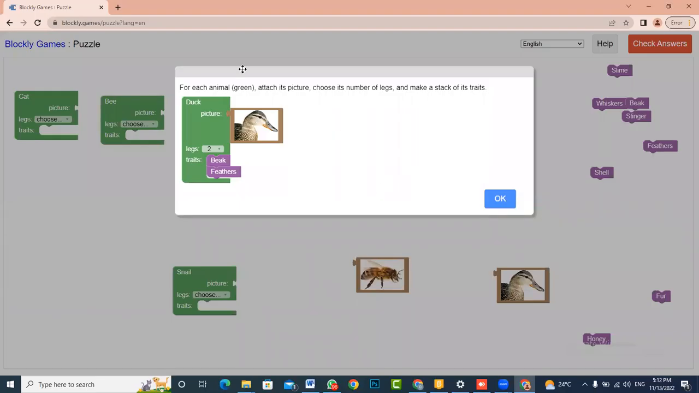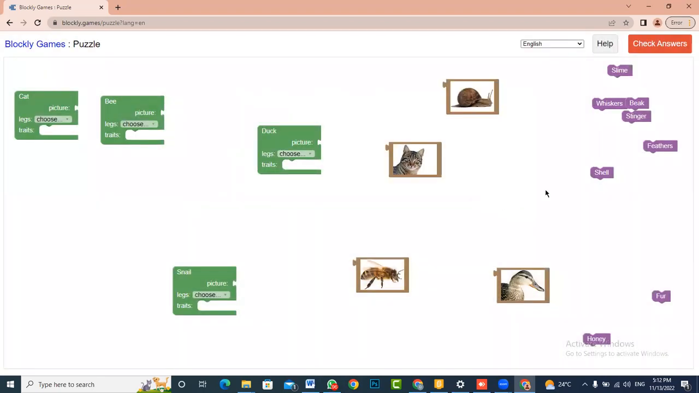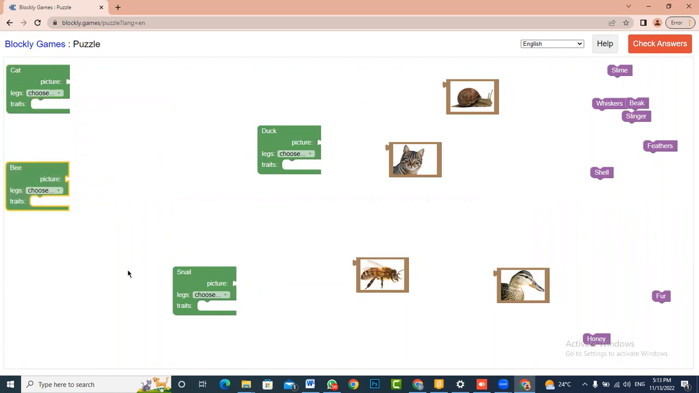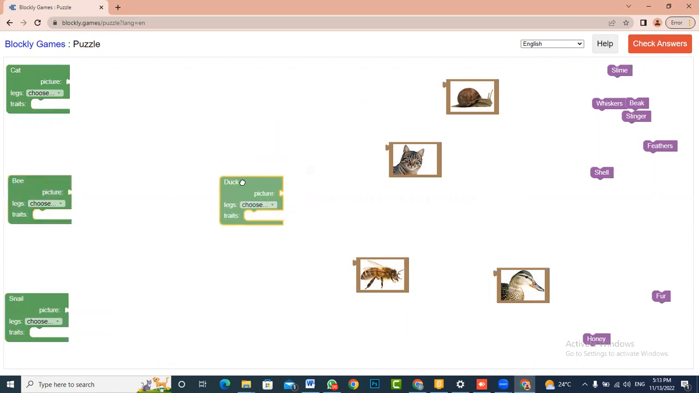So what this says is that for each animal, attach its picture, number of legs, and make a stack of its traits. So this is like a puzzle that you have to solve. All you need to do is choose the correct information for all your animals, I would say, because it has animals, birds, insects, everything.